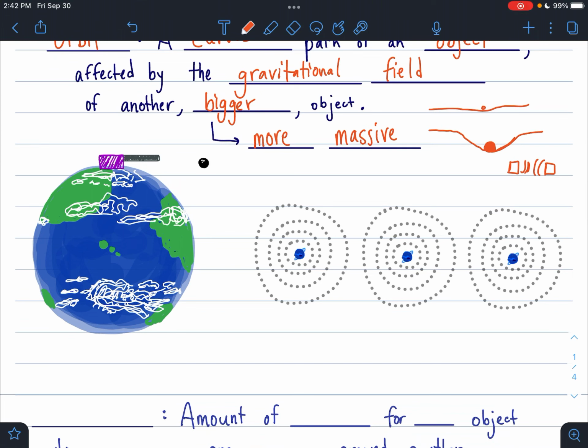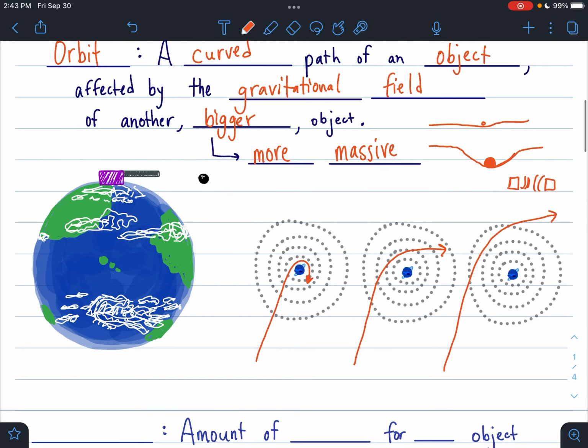So let's first look at these three different diagrams below. If I get really close to the object, it's going to bend the path of my object a lot. If I'm not getting this close, it's not going to bend it as much. And if I get even further away, it has less of an impact, but it still will cause a curve in my path.